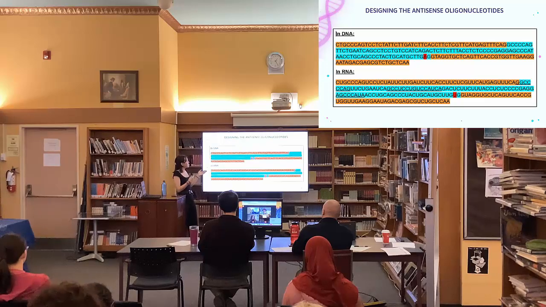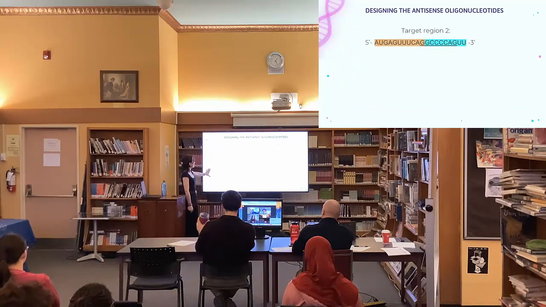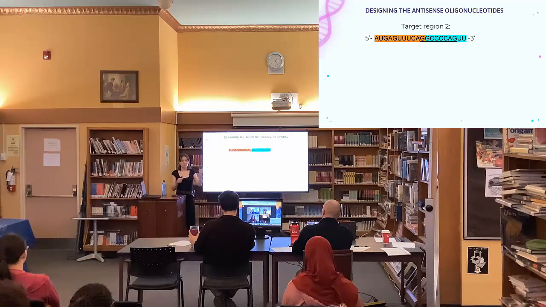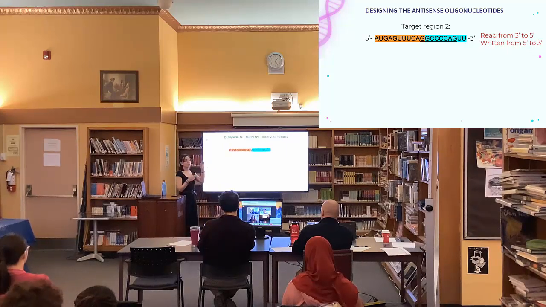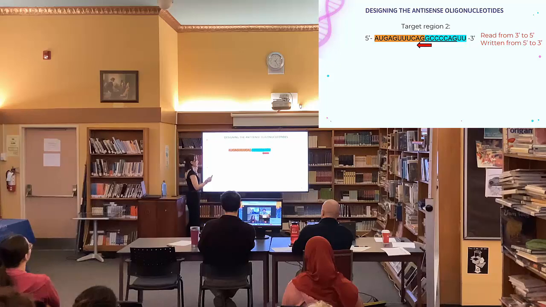So then on to the design of the antisense oligonucleotides. Here I have the sequence of my region of interest, and then I'm going to use as an example target region 2. As we can see, it is targeting an optimal region since it is underlined. And to get the complementary AON, we need to remember that DNA is read from 3' to 5' and is written from 5' to 3', which means that to determine my AON, I went that way and did the complementary sequence, which gave me AON number 2.